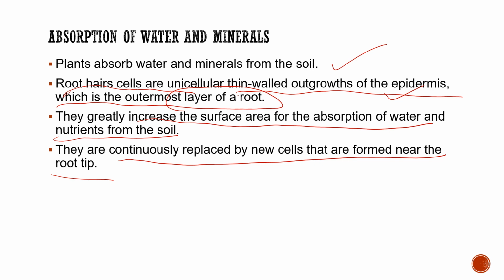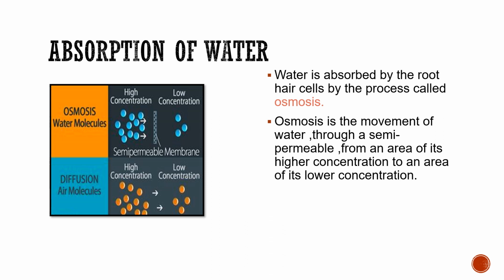Now, absorption of water, how is it happening? It is by the process of osmosis. So we should know the process of osmosis and diffusion in detail. Water is absorbed by the root hair cells by the process of osmosis. So what is osmosis? Osmosis is the movement of water through a semi-permeable membrane from an area of its higher concentration to an area of lower concentration.